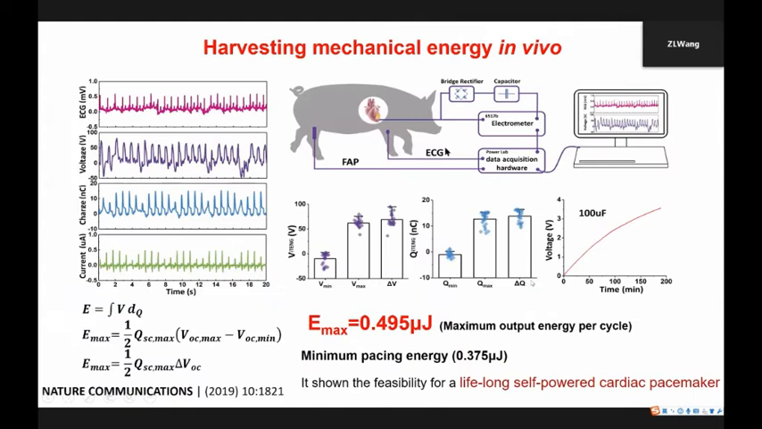And this one can also send signals. You can not only power the pacemaker, but also detect the signals in vivo, inside the body. We have reached almost half a microjoule of power output, but the minimum energy to drive a pacemaker is 0.37. So we have already gone beyond the threshold. This is very exciting news, and after our effort of 12 years, we finally reached the possibility of a self-powered pacemaker.